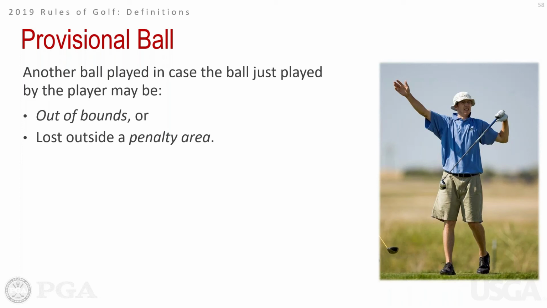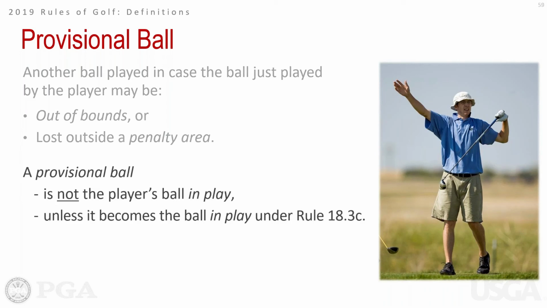If your ball is in a penalty area, you're not going to be proceeding under provisional ball. You're going to take a different relief procedure. But if your ball is lost outside in a heavily roughed area or fescue, you're going to be able to take provisional ball. You play that provisional ball, and that could become your ball in play.